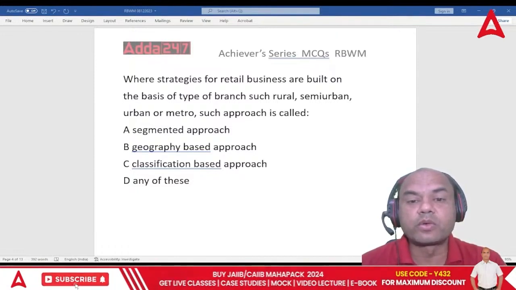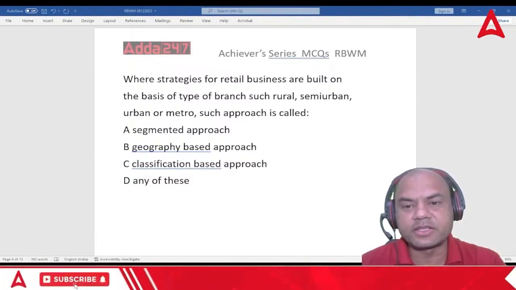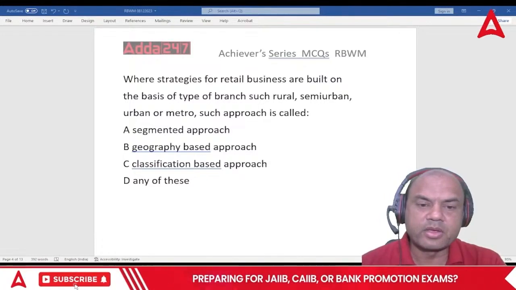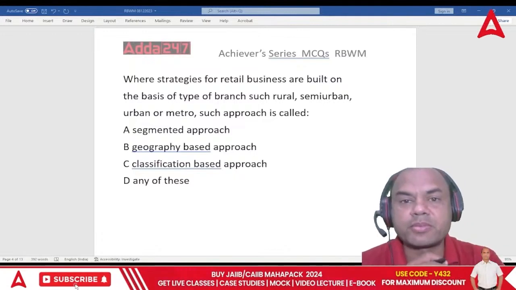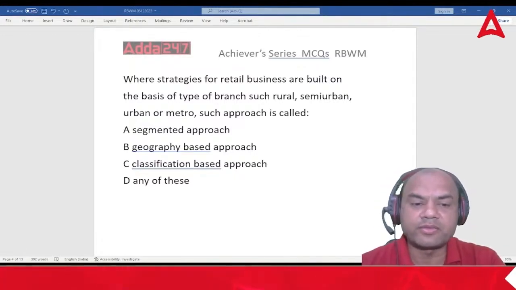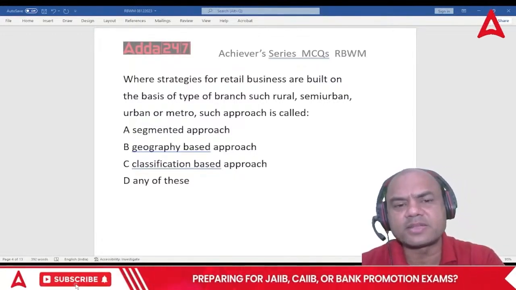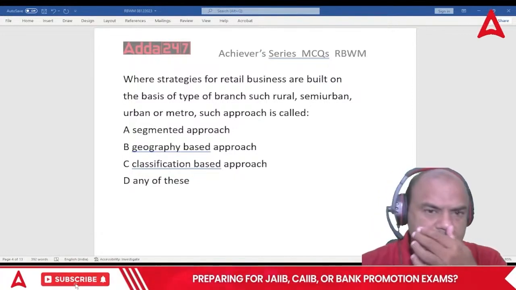The answer is built on the basis of rural, semi-urban. You have these branches in your banks also, right? Do you have these branches in your banks? Means you have semi-urban branch, you have urban branch. We all have these branches, mainly in nationalized banks, we have this concept of semi-urban, urban, right?